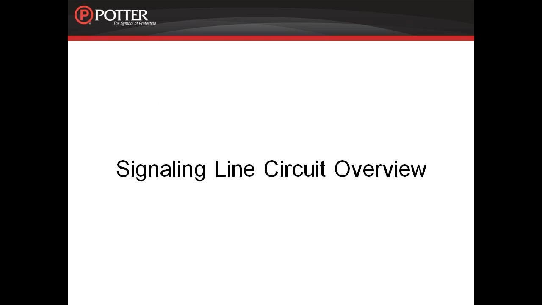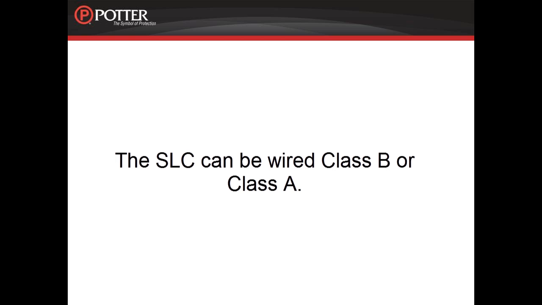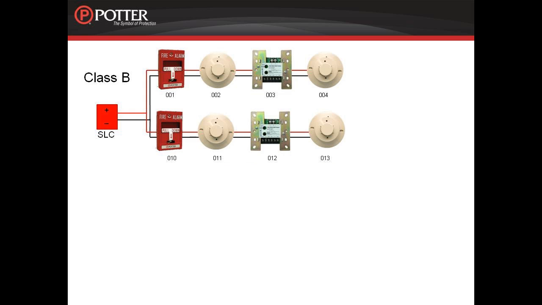Starting with the signaling line circuit, or SLC, on the PFC-6000 series panel. This circuit is capable of being wired either Class A or Class B. Class B is the most common. The diagram in the upper left-hand corner is an example of Class B wiring.